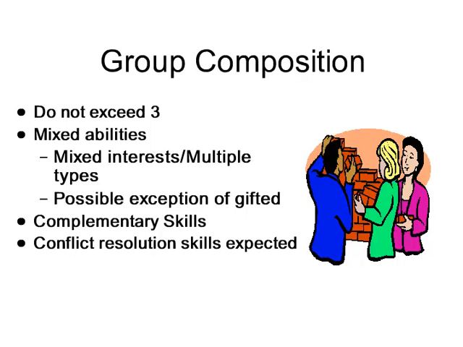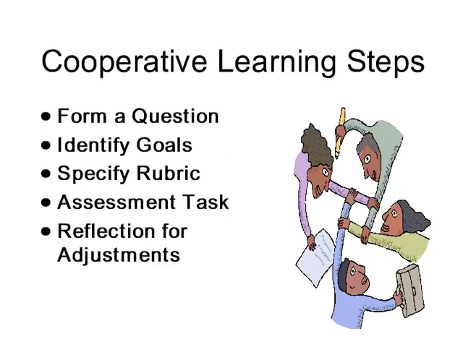Possible exception with multiple abilities is gifted kids. It seems like when you mix high-achieving kids with low-achieving kids, it increases the achievement of everybody, and the only exception might be at the upper tier of the high-achieving kids. Mix the complementary skills. Conflict resolution skills are expected. Conflicts should occur. It's good that they occur. But if they get to a level where it's not productive, you actually need to intervene.